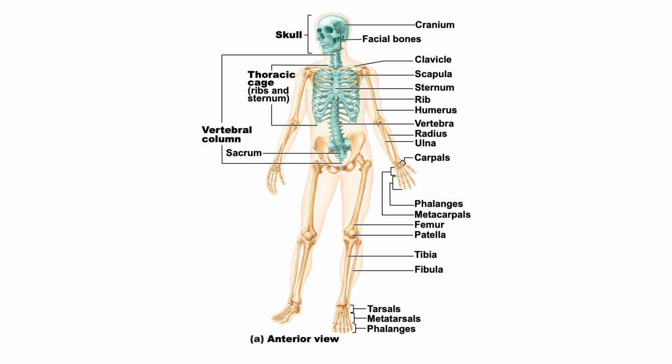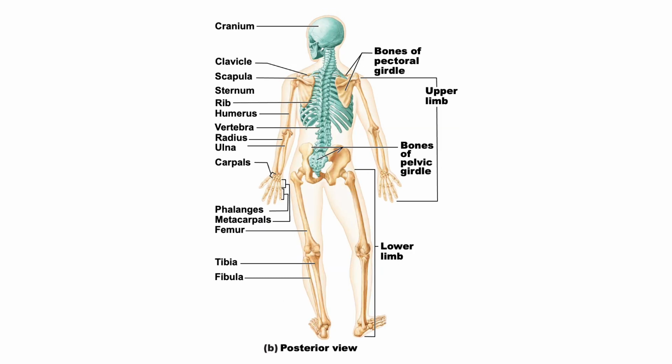It might not look like a lot just by looking at it, but it's actually pretty extensive. This is the posterior view of the axial skeleton. You can see the cranium a little bit better, and you can see the appendicular skeleton articulating with the axial skeleton.